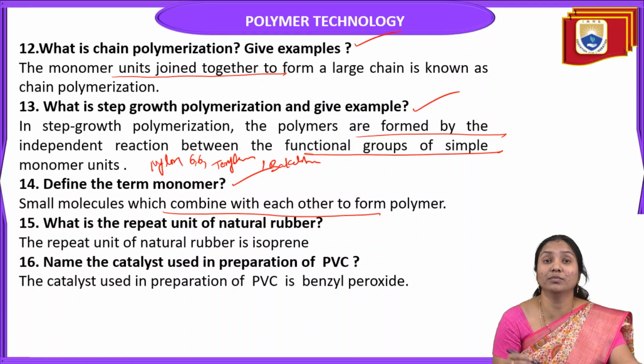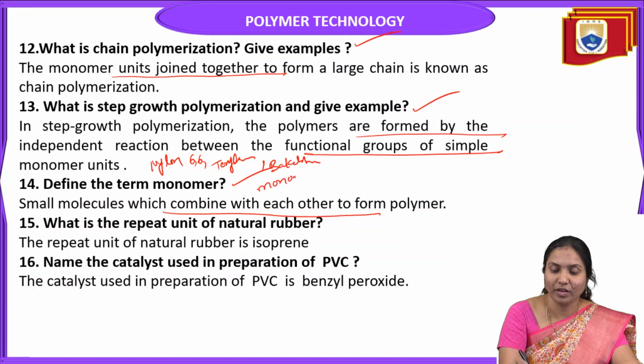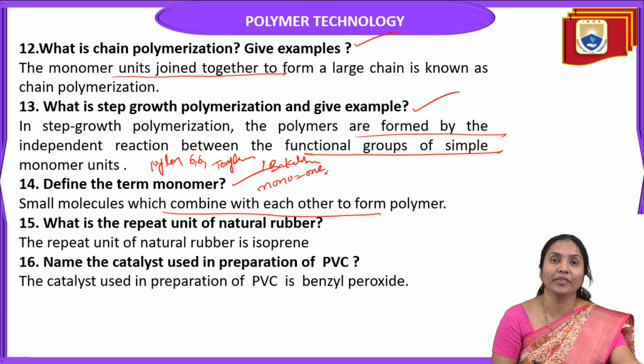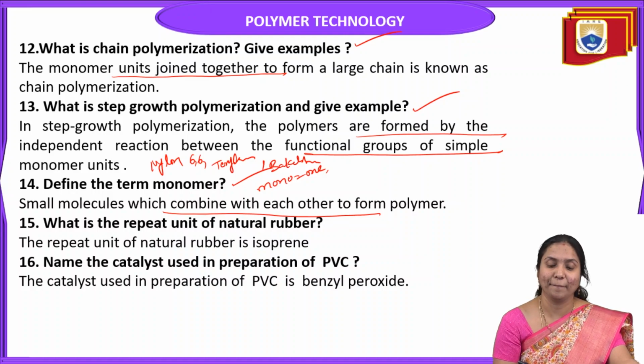So simply we say monomer means, from the Greek, mono means one or single. Mer means unit or part. So single part or single unit is called monomer. So here monomer is a low molecular weight compound. So this number of monomer units combine to form polymer.